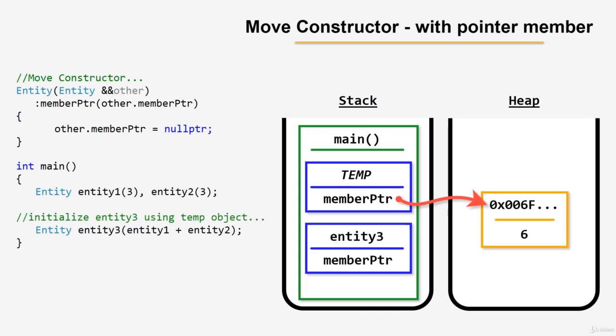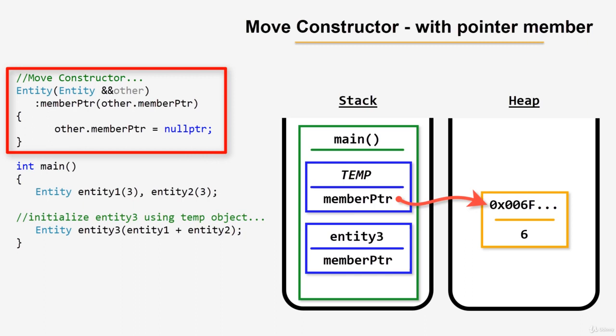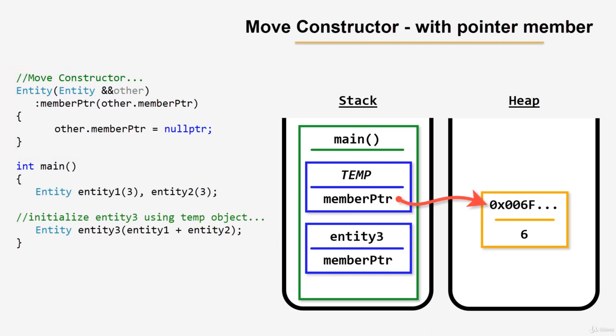Okay, so here's an illustration that I'll walk you through on the move constructor with a pointer member. In the top left, we have an example of a move constructor for an entity class. The formal parameter is an R value reference. Let's move to the main function.